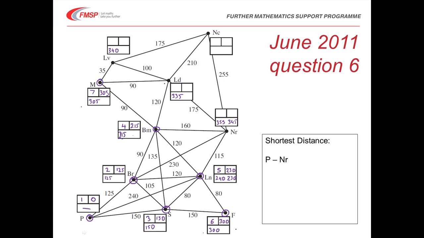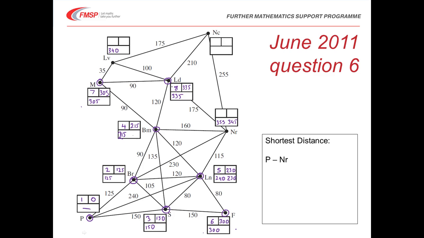305 plus 90 is, well, I think it's going to be more than the 335 that's already there, isn't it? That's going to be 395, and this is 335, so I don't need to do that one. And this is already permanently boxed. Okay, I'm running out of vertices, and casting my eye over those, 340, 335, 345. So LD is my next vertex, and 335 is the permanent label.